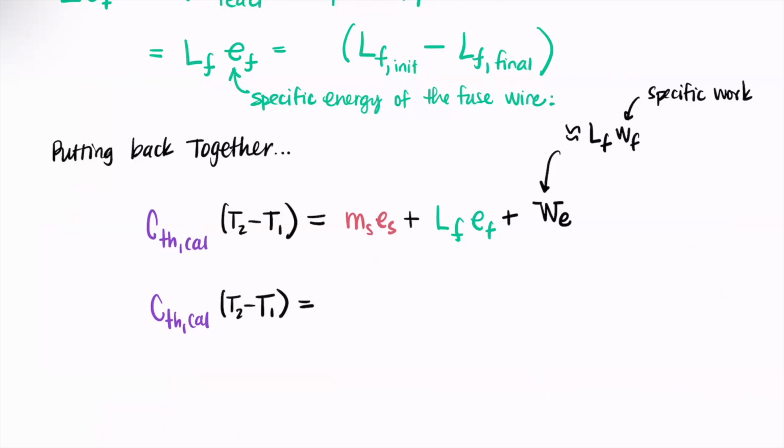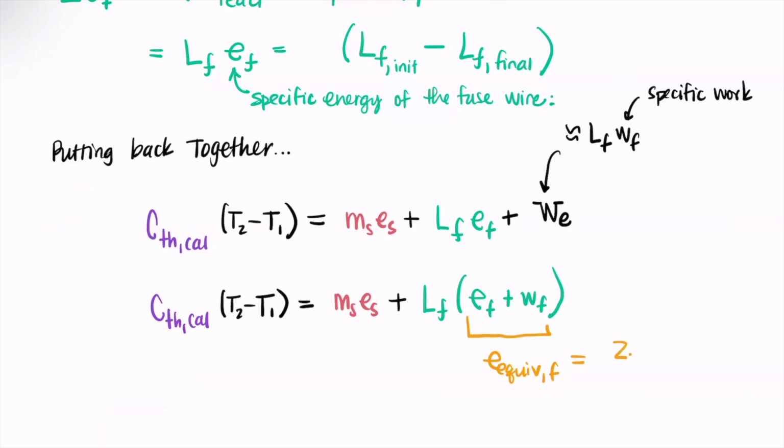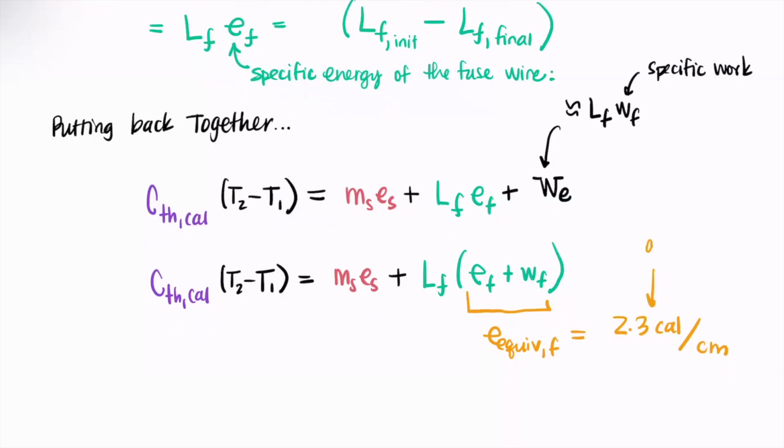So I have at the very end of this C TH cal times the temperature difference is equal to MS ES plus LF times the quantity of EF plus lowercase wf. Okay. And this quantity altogether is what we give you. So we're going to call this E equivalent for the fuse. And this is provided to you as 2.3 calories per centimeter. So this is given.